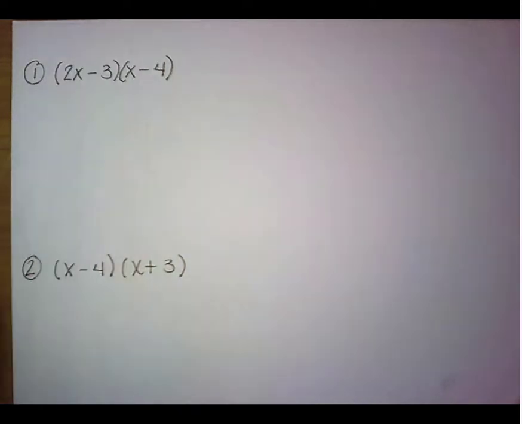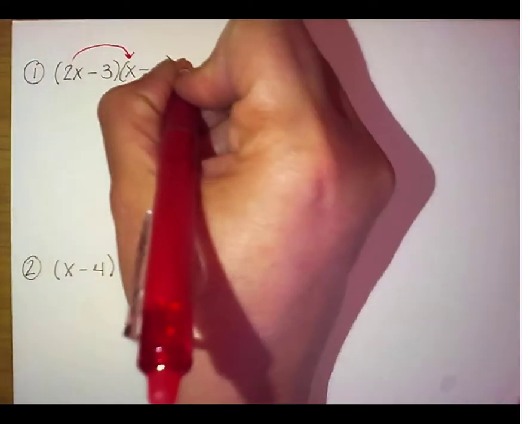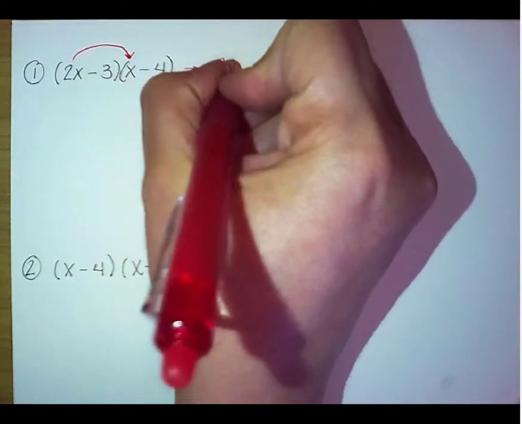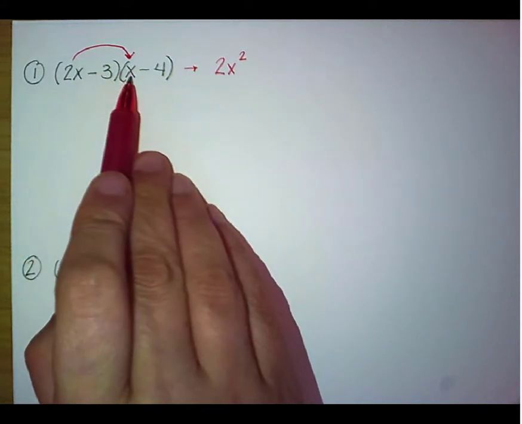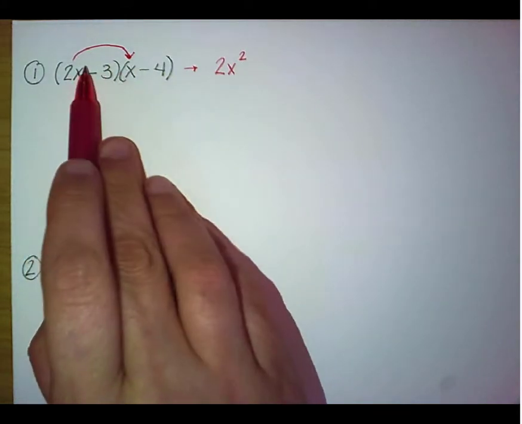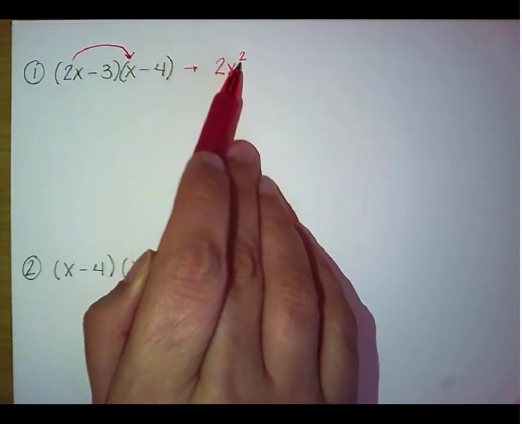Now, if you remember, you're going to use FOIL. In your notes, you should have written down that FOIL stands for first, outer, inner, and last. It's just the order in which we want to do our multiplication. So we're going to start with our first. We're going to go from 2x to x, and that is going to give us a 2x squared. Remember, when you multiply variables together, like x times x, you add their exponents. Since both of these have an exponent of 1, 1 plus 1 would give us 2. So that's how we're getting that 2x squared.